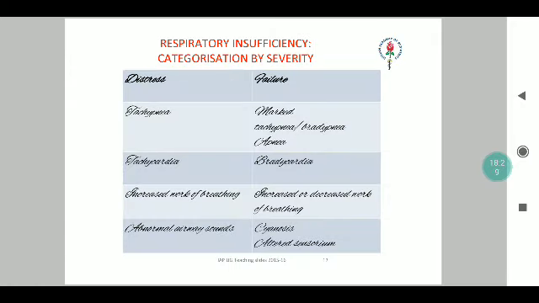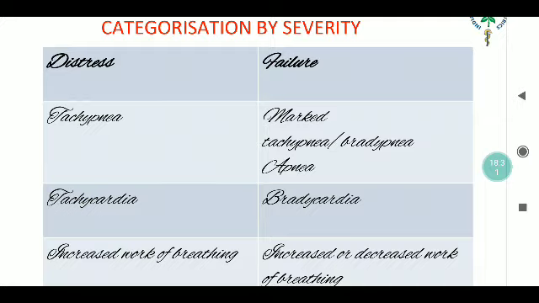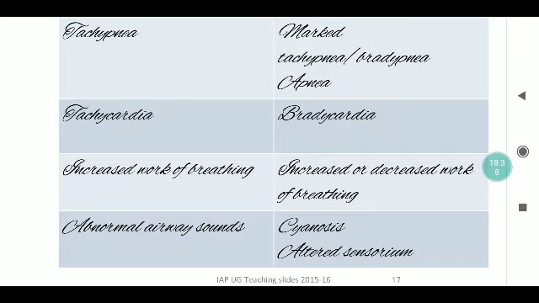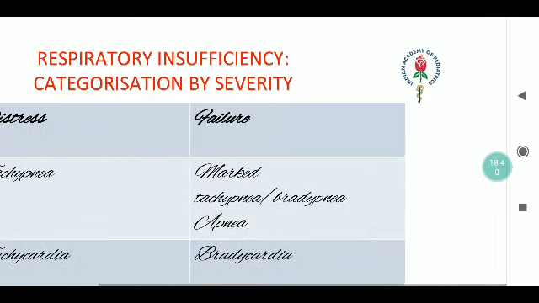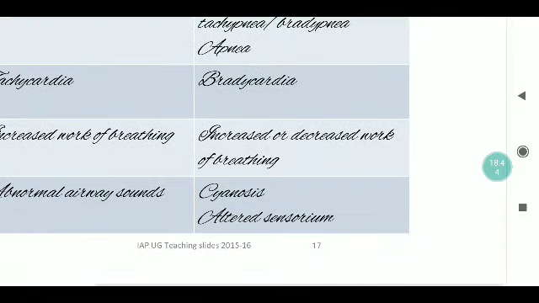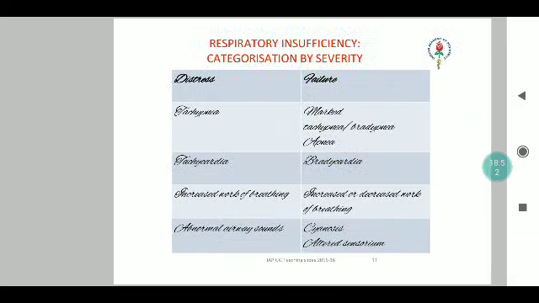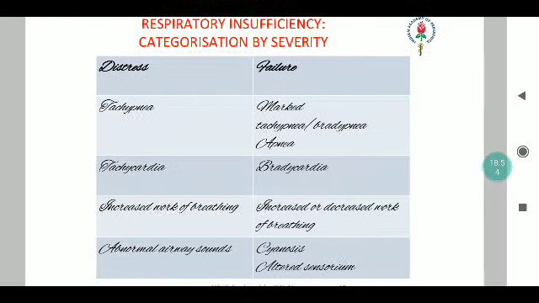Now I have classified all of these on the slide into two ways. One is suggestive of distress. So distress is suggested by tachypnea, tachycardia, increased work of breathing, abnormal airway sounds. Failure is characterized by marked tachypnea or any bradypnea followed by bradycardia, decreased work of breathing, cyanosis or altered sensorium. So this slide basically classifies for you what is distress and what is failure.